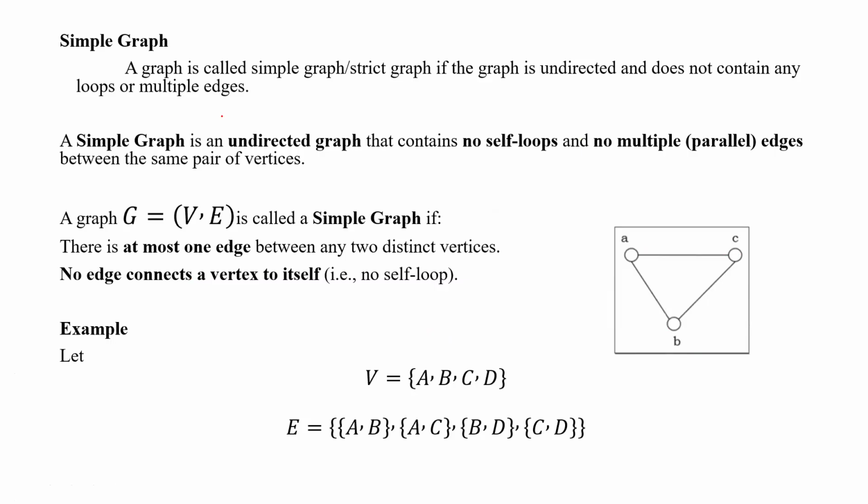Okay. A simple graph is an undirected graph that contains no self loop and no multiple edges. Sometimes in statement questions, they will ask which one is undirected, contains no self loop and no multiple edges between any pair of vertices. There will be four options: simple graph, multiple graph, null graph, or other choices. So we have to know this type of question also.